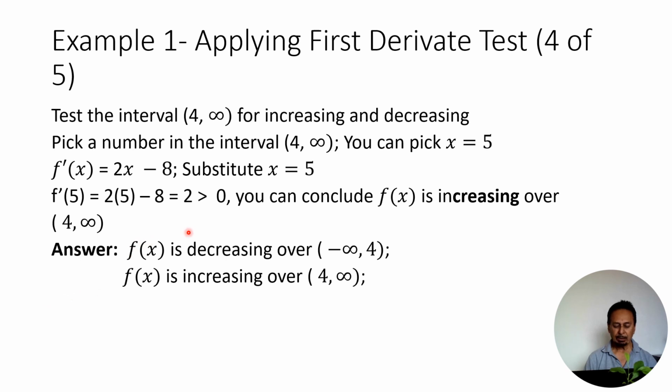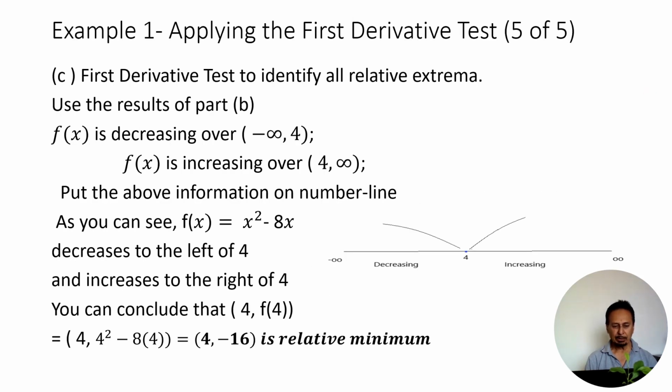So now what we have here is f of x is decreasing over negative infinity to 4, and f of x is increasing over 4 to infinity. Now we apply the first derivative test to identify relative extrema, if any. So use the results of part B.